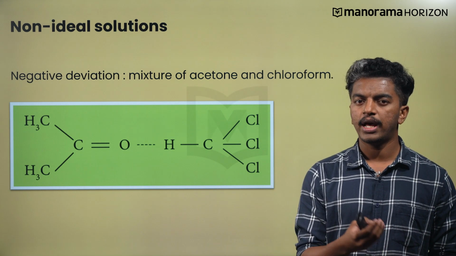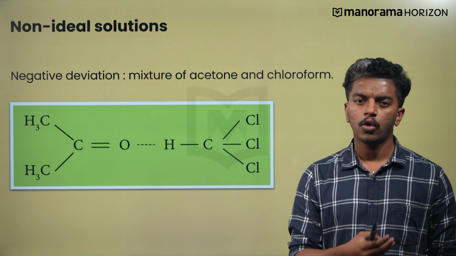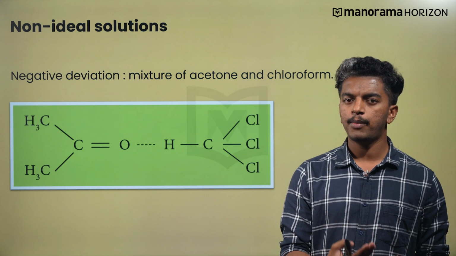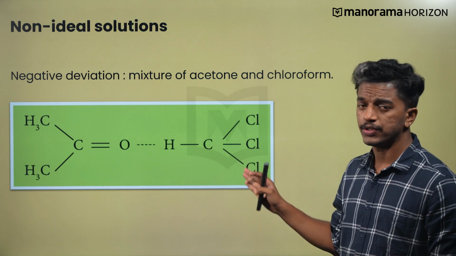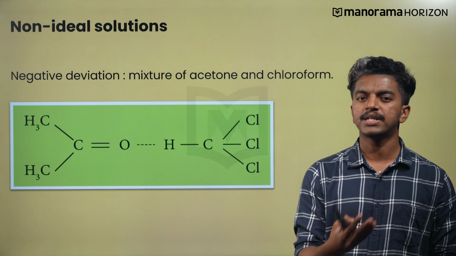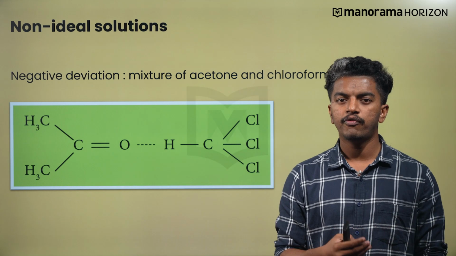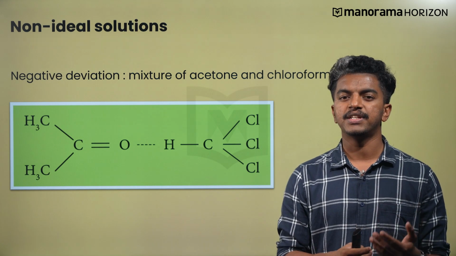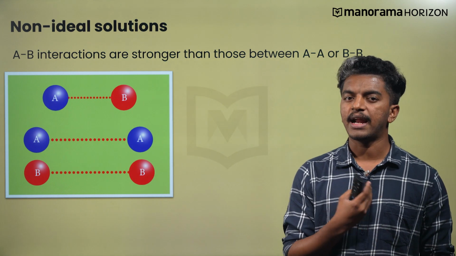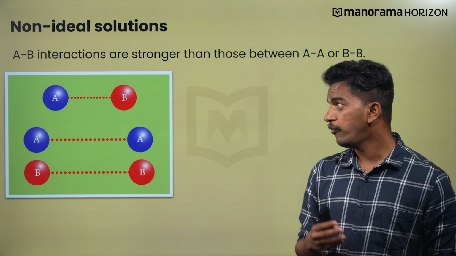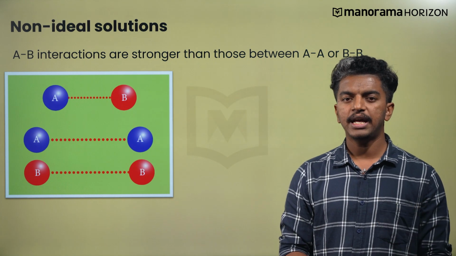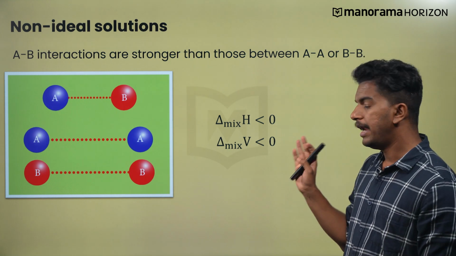Consider a mixture of acetone and chloroform. In their pure state, chloroform or acetone are not hydrogen bonded. However, in the mixture, chloroform is able to form hydrogen bonds with acetone molecules, as you can see here. In such situation, the escaping tendency of chloroform or acetone decreases and consequently the vapor pressure decreases. This results in negative deviation from Raoult's law. Thus, solutions where intermolecular attractive forces between AA and BB are weaker than those between A and B lead to negative deviations. Here both the enthalpy and volume of mixing are negative.